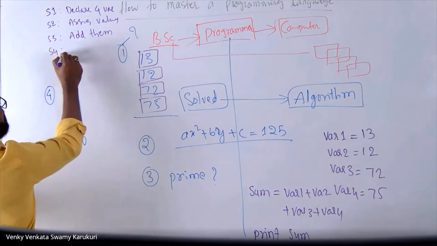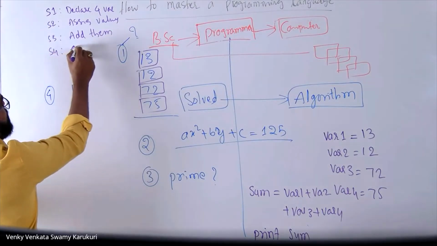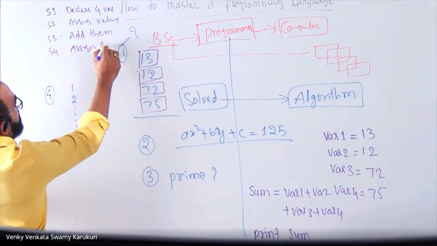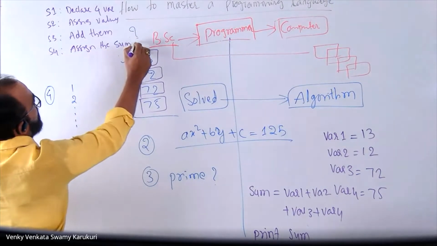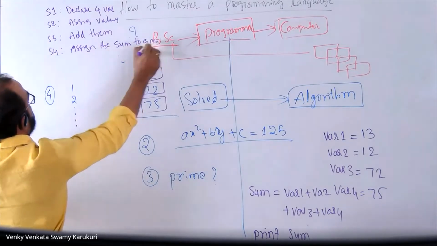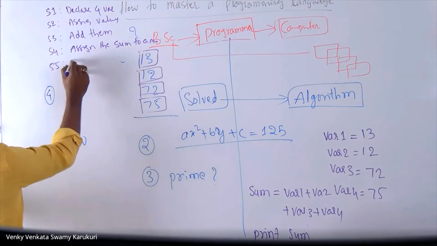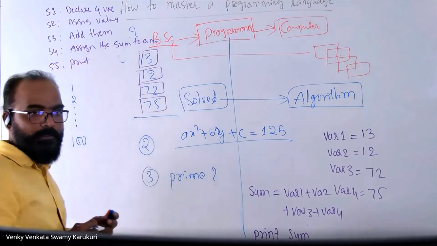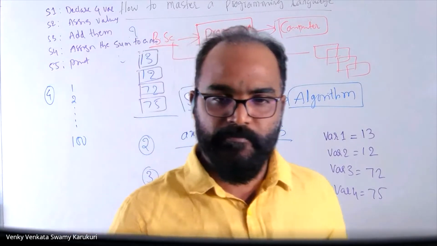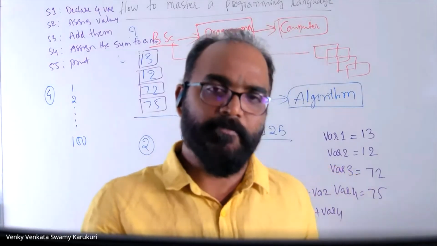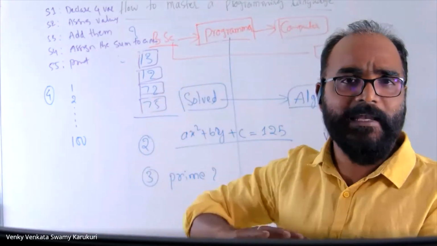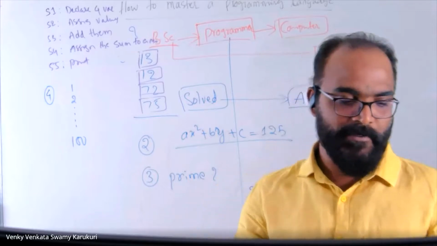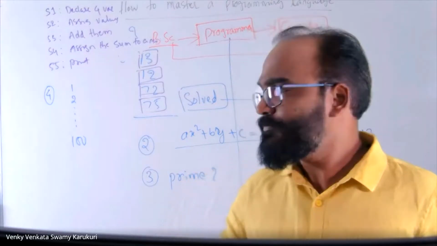Step four, assign the sum, assign the sum to a new variable. Step 5, print it. So that's a 5-step algorithm, right? Once you know these 5 steps, now what you have done here, this is the fairly simplest problem, even my kid can solve, right?